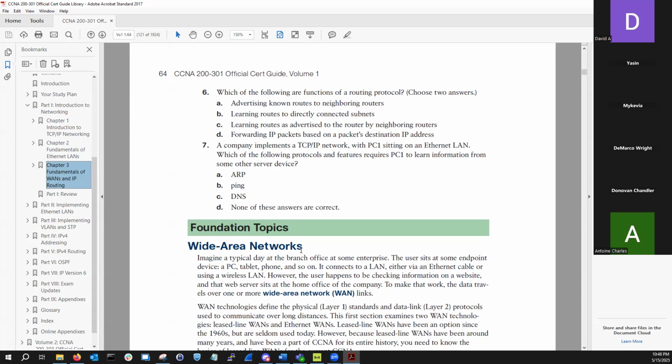Let's look at C. Learning routes as advertised to the router by neighboring routers. Well, that's part of what a routing protocol should do, correct? Okay, that's correct. Now if we look at D, forwarding IP packets based on the packet's destination IP address. Is that a function of routing protocols or is that a function of IP routing? That's IP routing. Okay. So what are our answers? A and C. There we go.